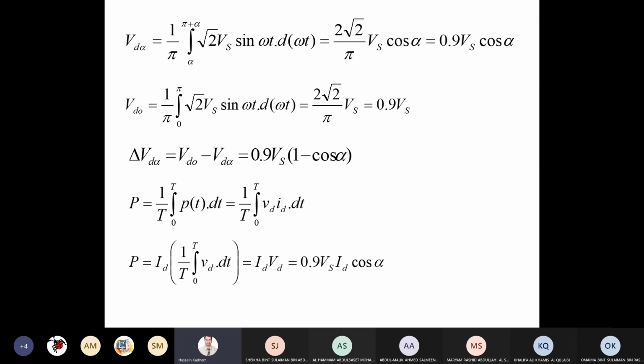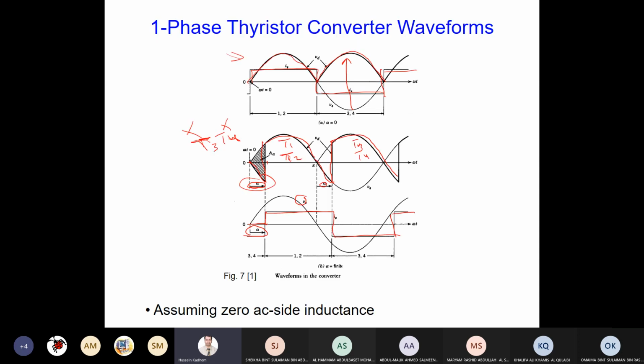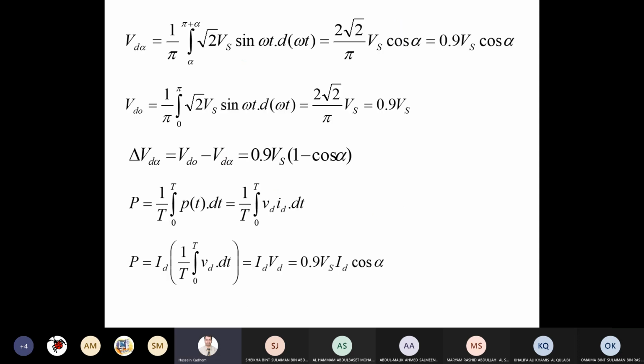But the only difference is that rather than integrating from 0 to pi, as you can see here in the figure, we will integrate from alpha, this point, to this point, pi plus alpha. So only the limits of the integration have changed. Otherwise it is the same integration for the input voltage, which is sine. This is maximum, this is RMS, this is sine. The integration will be minus cosine. Substitute for these two values, simplify, and we have the formula here.